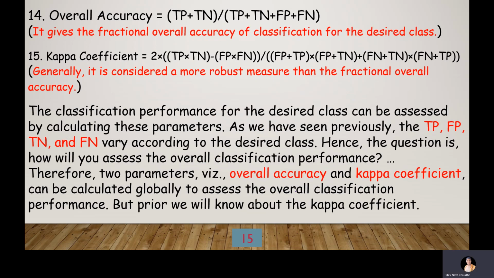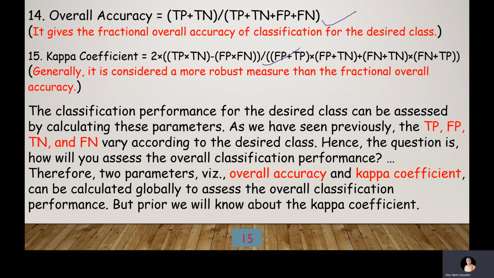In the remaining parameters, the overall classification accuracy can be calculated using all the generic elements of the confusion matrix, applying the corresponding formula. So this is the formula of overall accuracy. Thus, we get fractional accuracy that can be represented in percentage by multiplying by 100. Further, the kappa coefficient is another parameter calculated using all the generic elements of the confusion matrix. So this is the formula of kappa coefficient in terms of all the confusion matrix elements.